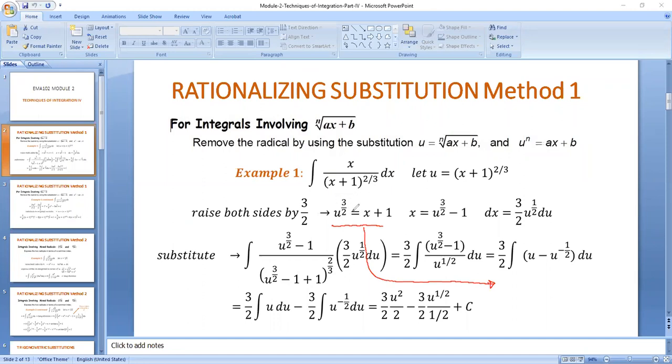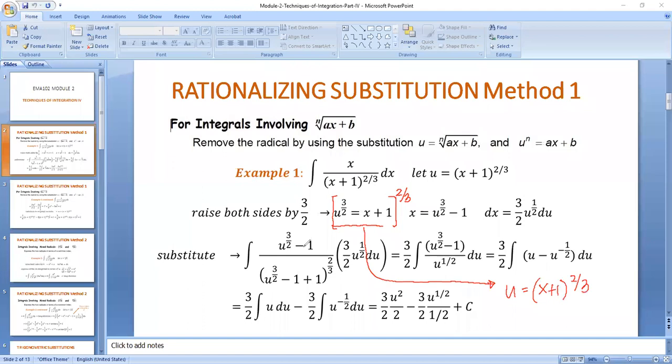So I need to get rid of the 3/2 here. What will I do? For me to get rid of the 3/2, I will multiply it with its inverse. So it would be raised to 2/3. That way, this will be u. So you'll have now u equal to the quantity x plus 1 raised to 2/3.